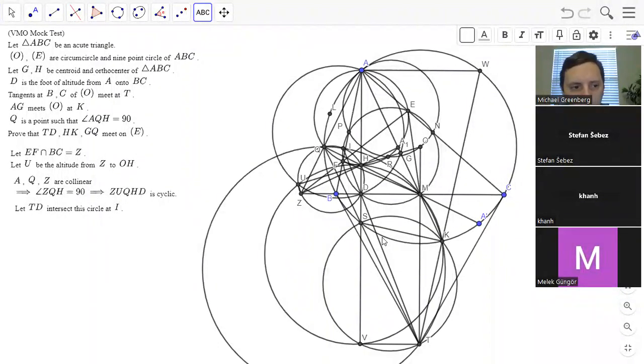Now we want to show that QIMKT is cyclic. And you did an angle chase before that, I think. I'm trying to remember. For which one? QIMKT. Yeah, just for QMKT. I don't know for I yet. Okay, all right. So we could start out with QMKT.